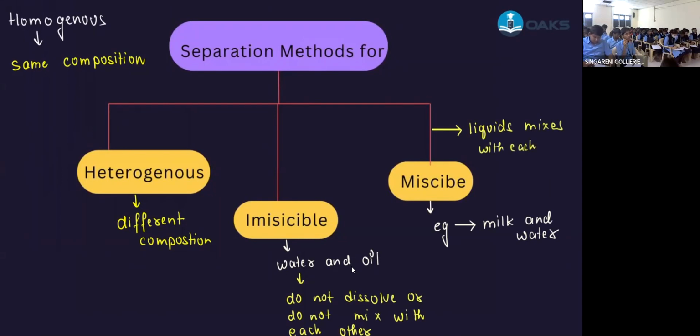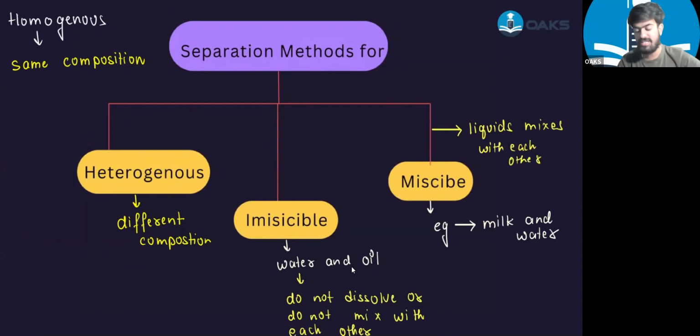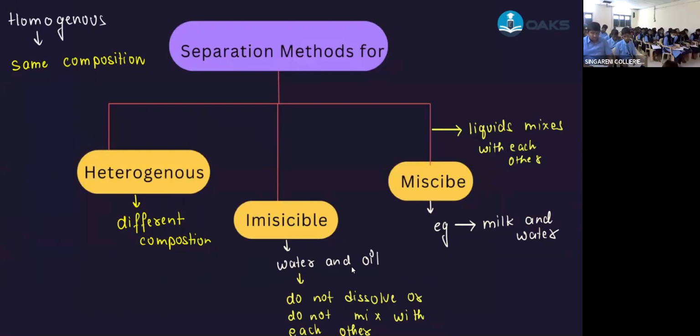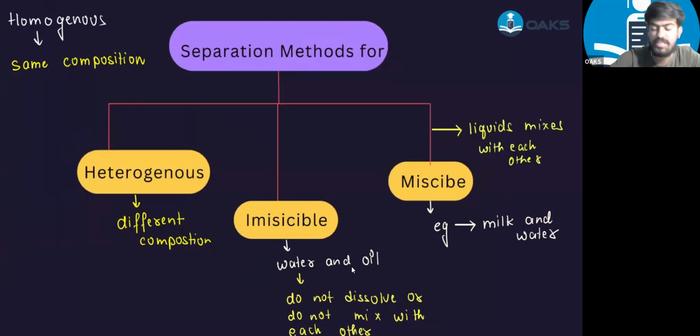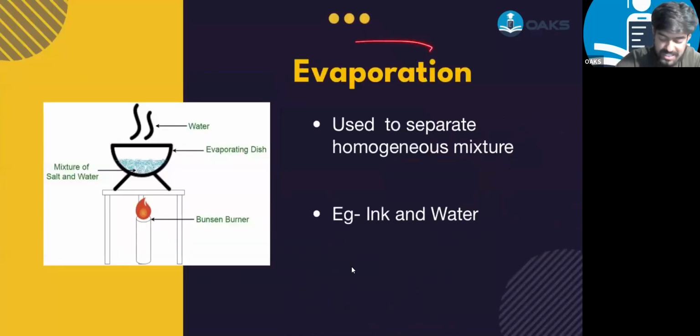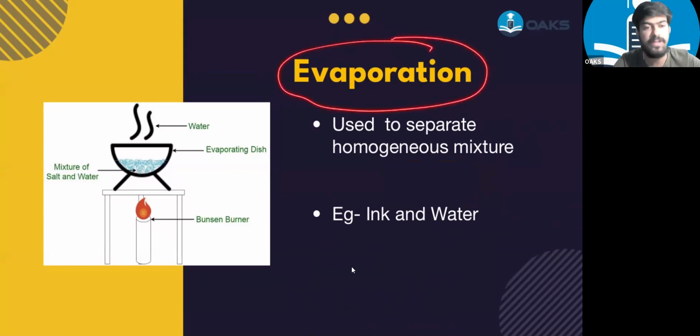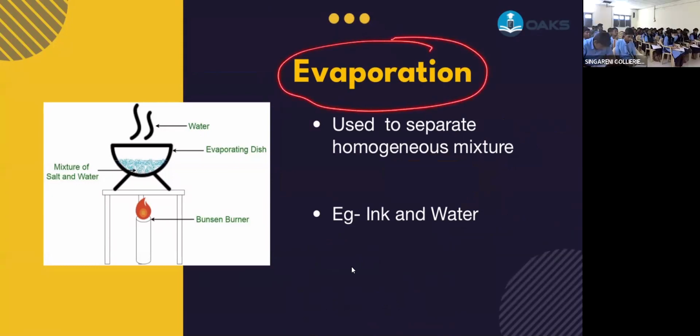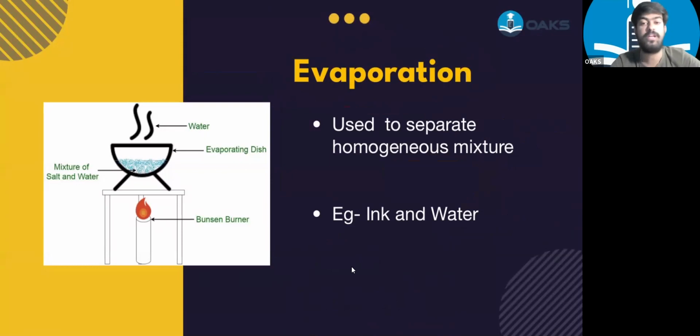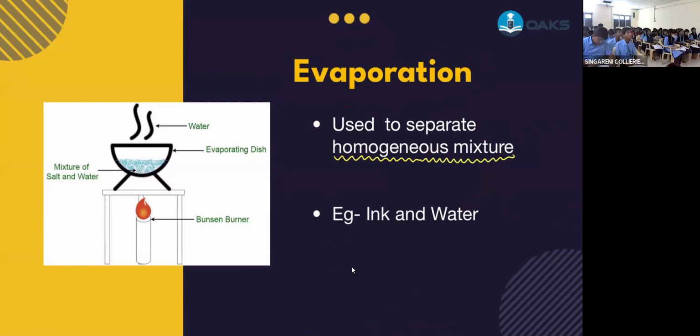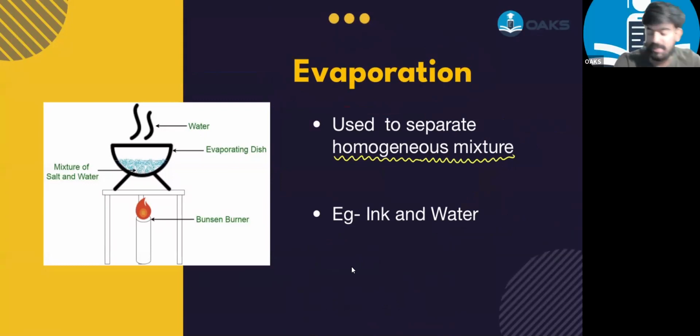Now, are you all ready to read the separation techniques of each and every kind of mixture? That's great. So let's see. The very first separation method which we are going to discuss will be evaporation. Clear to everyone? Okay. Now, this kind of separation method can be used to separate homogeneous mixtures. What kind of mixture can be separated by evaporation? Homogeneous mixture.